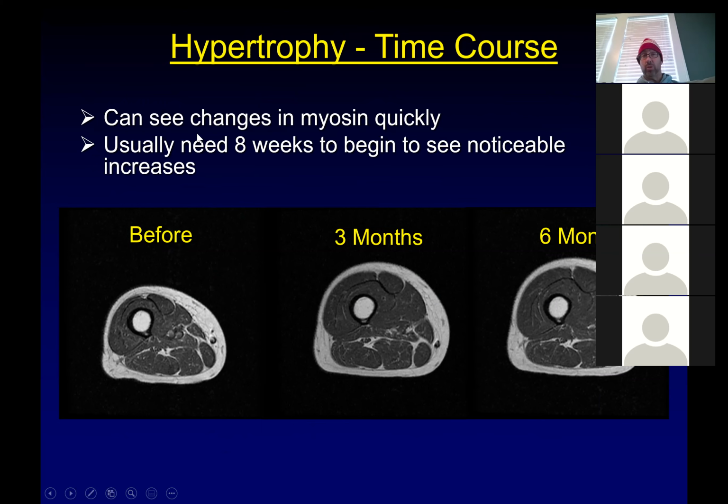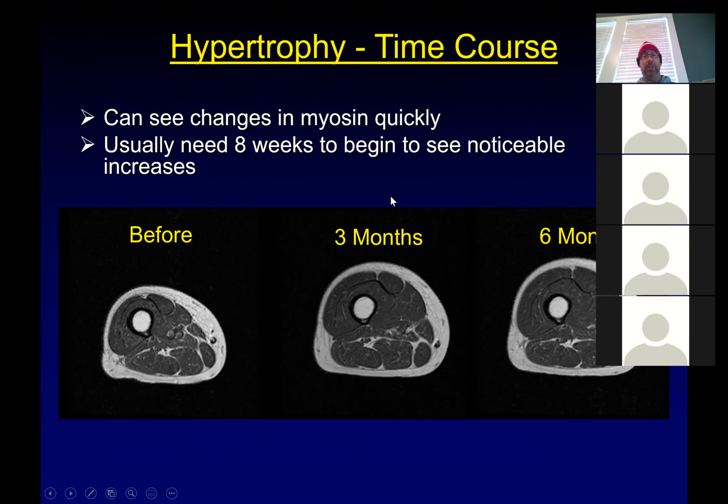Okay, so we're going to see changes in turnover in myosin proteins very quickly, usually within several days of doing resistance training, but it also tends to take maybe 6 to 8 weeks for us to see noticeable, measurable changes in muscle size. So if Katie wanted to have more defined muscles, a little bit bigger muscles, she's got to work out consistently for maybe 6 to 8 weeks before she's going to see any actual improvements in her muscle mass.